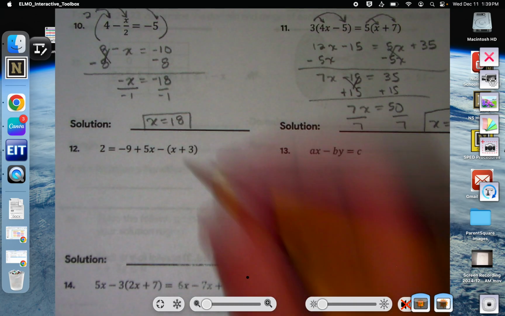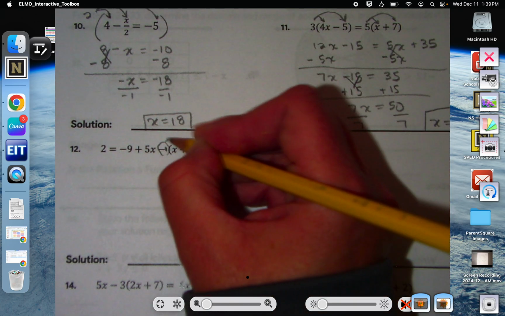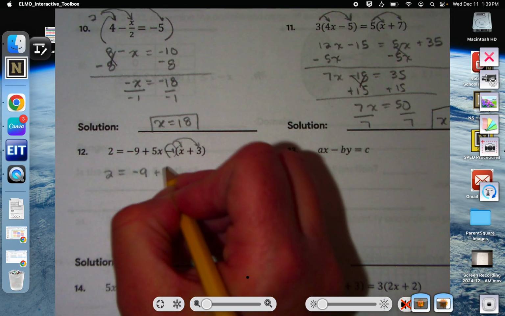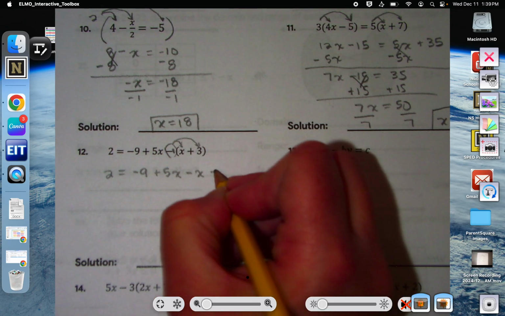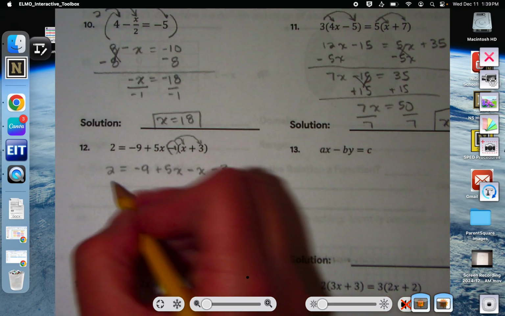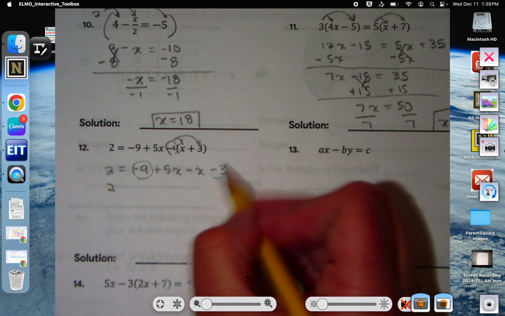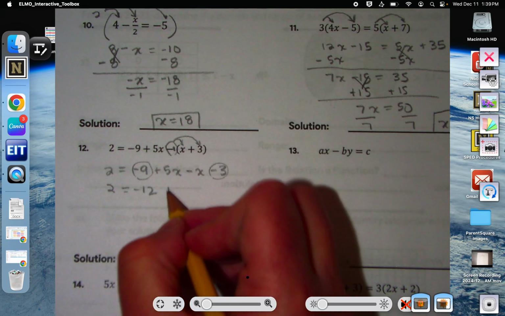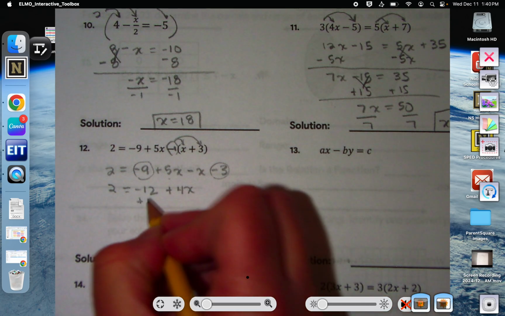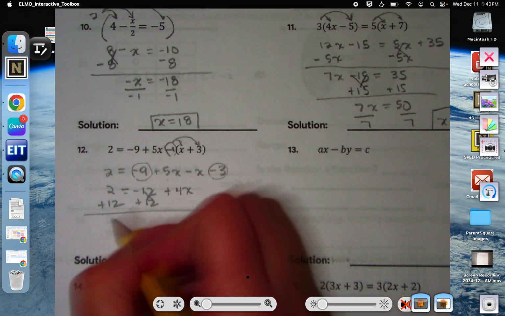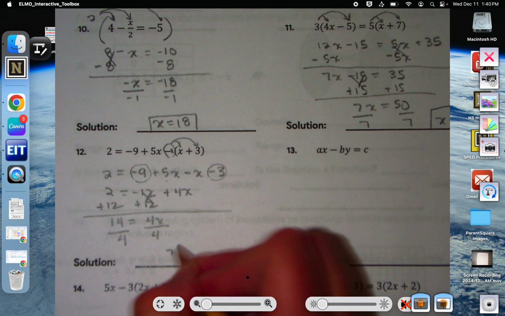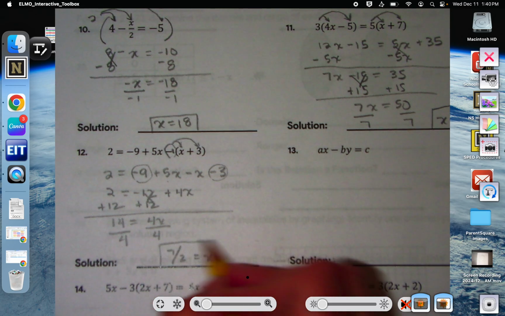Okay, number 12. There's that secret 1 hiding there, so I have to distribute that secret 1. So then I get 2 equals negative 9 plus 5x minus x minus 3, because when I distribute that negative 1, that turns these into negatives. So now I'm going to have 2. I have some like terms. I'm going to have 2 equals negative 12 plus 4x, because 5x minus x is 4x. Add 12 to both sides. 14 equals 4x. Divide by 4. So I'm going to get 7 over 2 equals x because I simplified the 14 over 4.